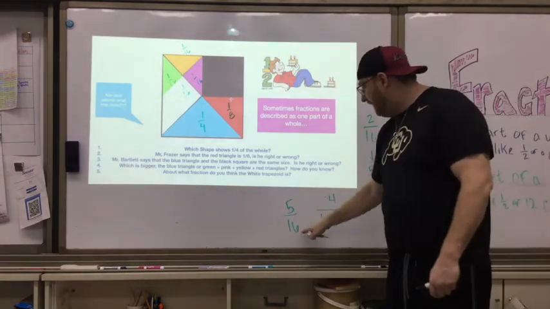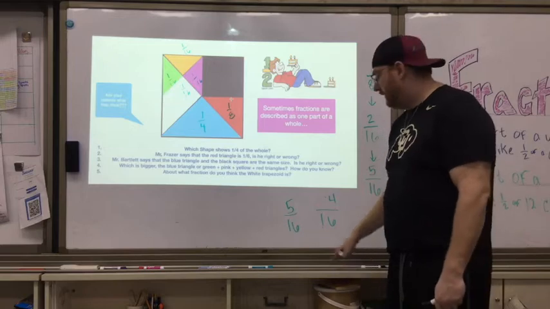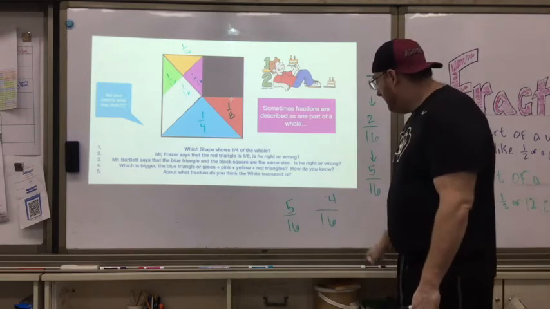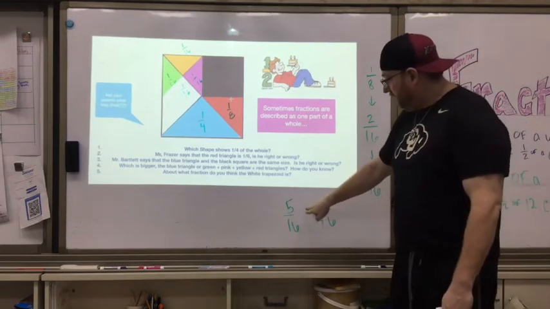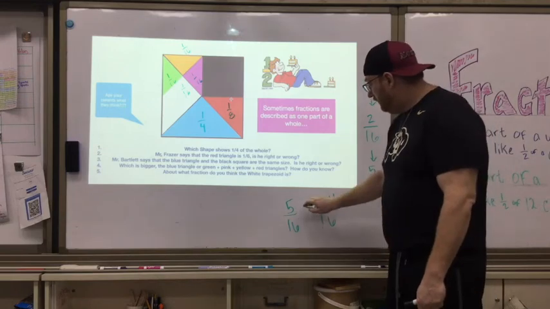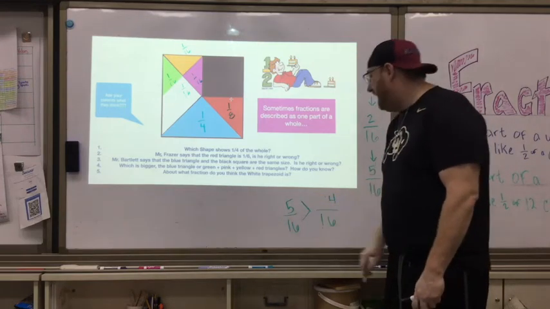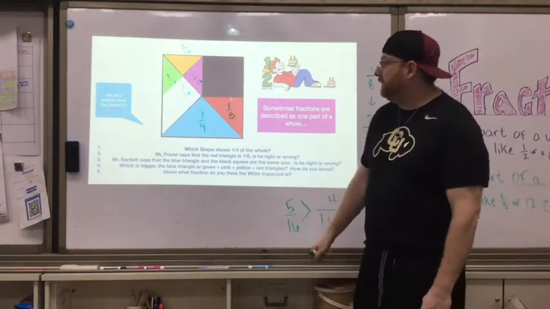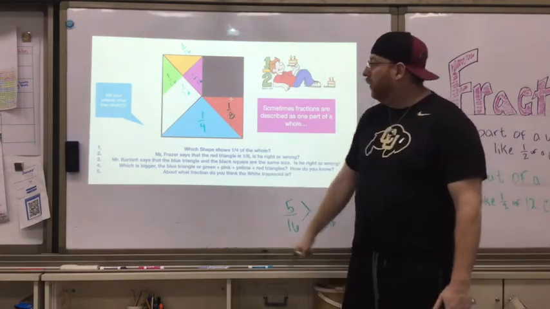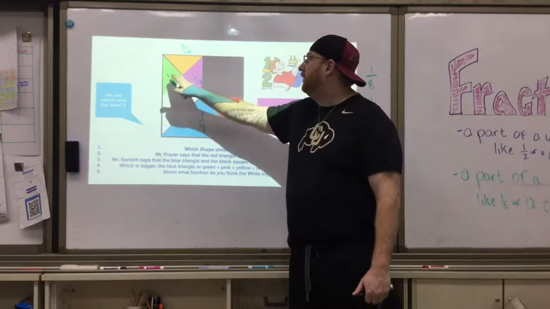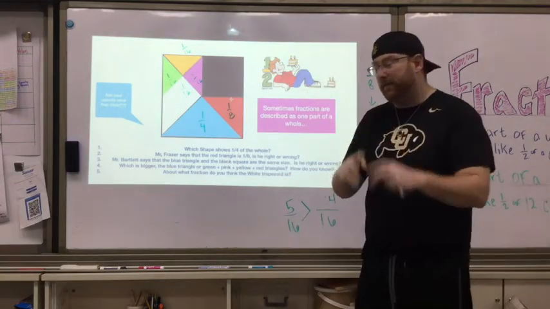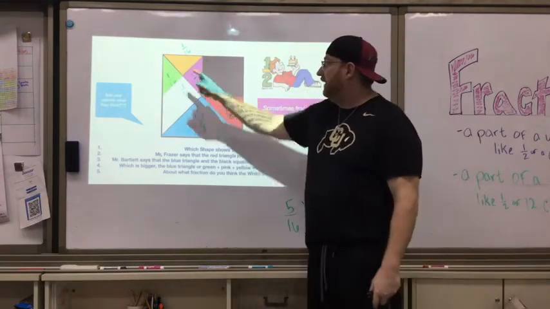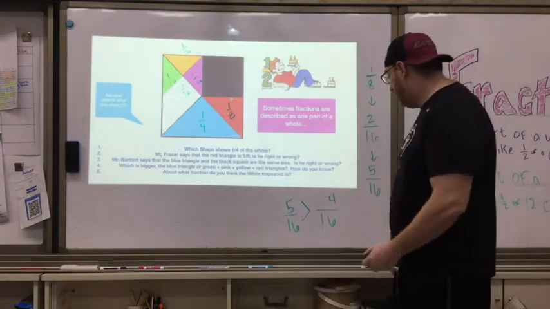Well, if we have the same size pieces, which are 16ths, and you have 4 of them over here and 5 of them over here, we know that 5/16 is bigger. So, to answer the question, which is bigger, the blue triangle or the pink, yellow, green, and red triangles put together, the answer is pink, yellow, green, and red. Very good.